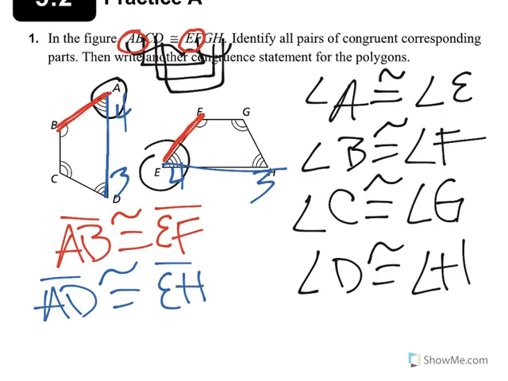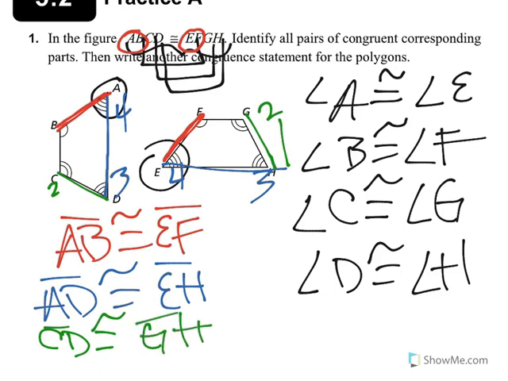Okay, let's look at CD. I just said 2 to 3, and so that would be GH over here, and that's 2 to 3, staying consistent. So we have CD is congruent to GH, and the last one, of course, is BC. So we went from 1 arc mark to 2 arc marks. Here we'll go from F to G, going from 1 arc mark to 2 arc marks.